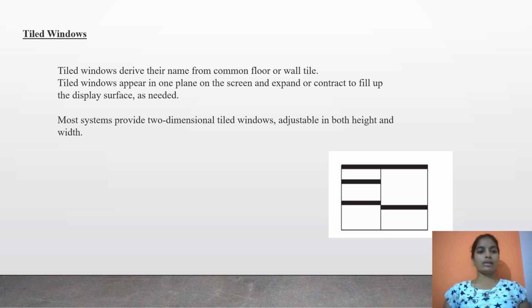Moving on to the tiled windows. The tiled windows derive their name from the common floor or wall tile. The tiled windows appear in one plane on the screen and expand or contract to fill up the display screen as needed. So there will be one tile followed by the next tile, but there will be no overlapping of the screens. Most systems provide two-dimensional tiled windows adjustable in both height and width. In the following figure, you can see that there is one tile, and adjacent to that there is another tile. There is no overlapping of the windows taking place.